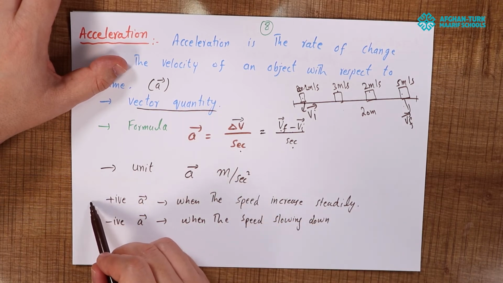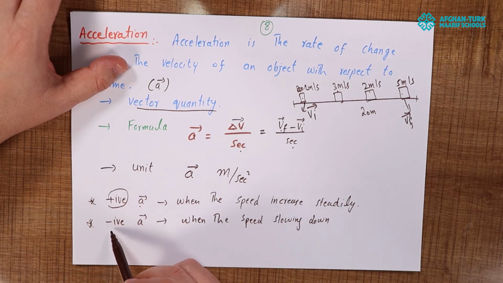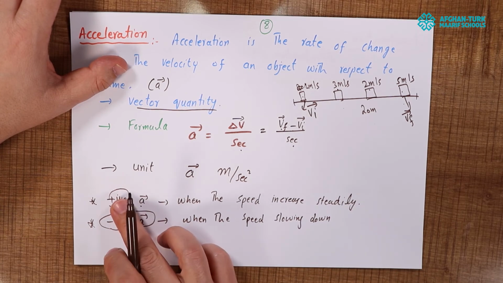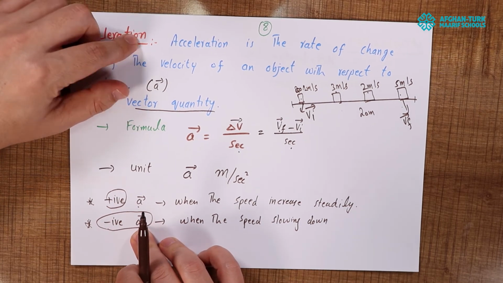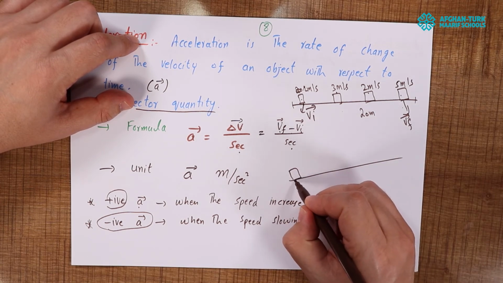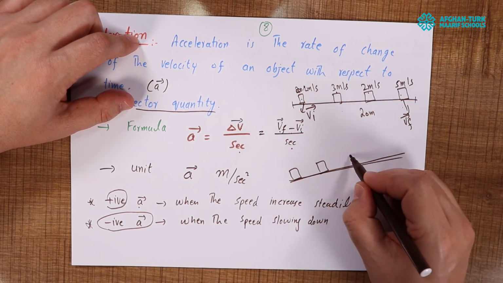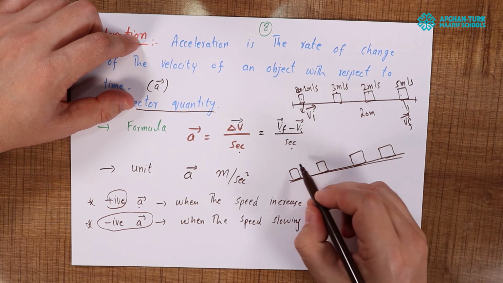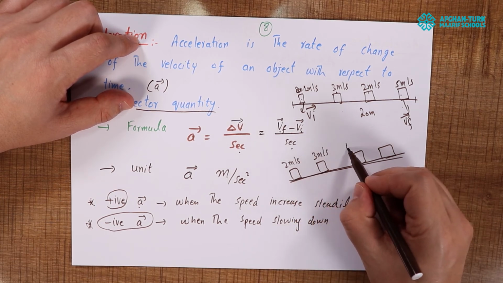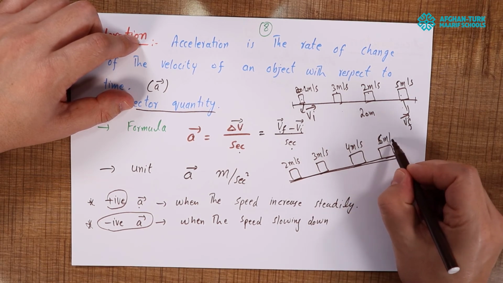Now there are two important points that I mentioned here. The first one is positive acceleration, the second one is negative acceleration. What does it mean by positive acceleration and negative acceleration? Let's see with the help of an example. For example, if your velocity changes in this way, but your speed steadily increases. For example, here is 2 meters per second, here is 3 meters per second, here is 4 meters per second, here is 6 meters per second.